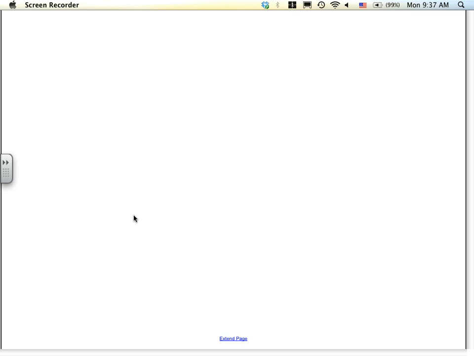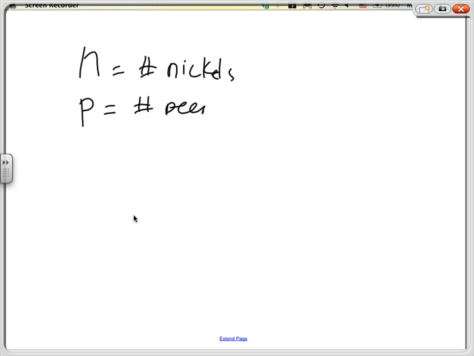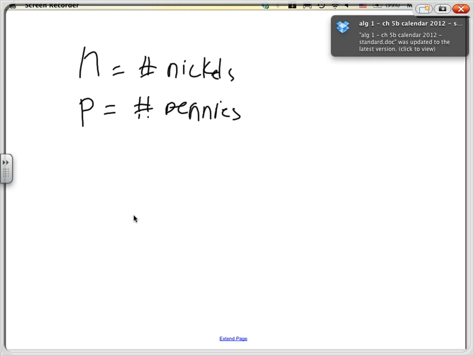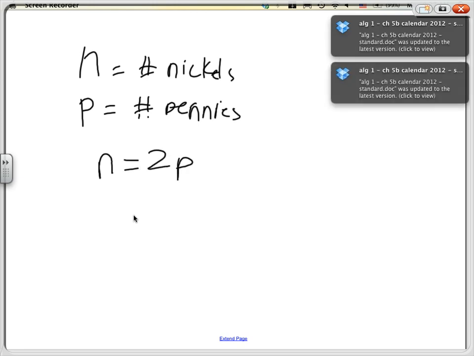Just like in the other problem, we have two things to deal with: nickels and pennies. We don't know the exact number of nickels or pennies, so the first thing we should do is declare. I'm going to use N for the number of nickels, and P for the number of pennies. I don't know how many nickels or pennies I have. But the only thing I know is that the number of nickels is always twice as many as the pennies. You see it?